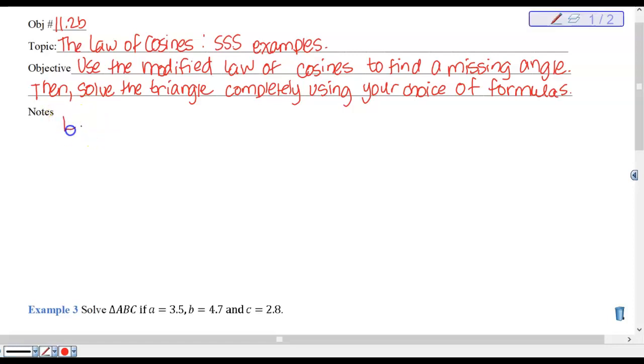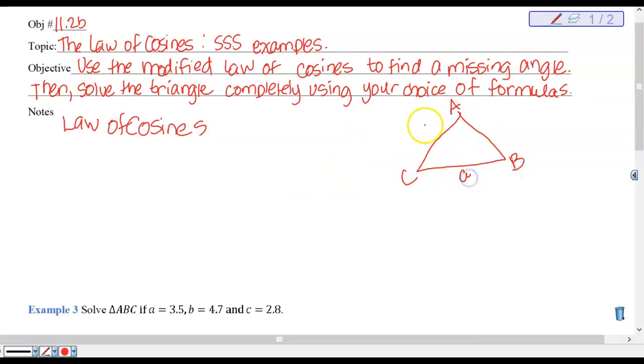Okay, so let's remember the law of cosines. Here it is. All right, so you're given a triangle like, say, ABC. That's a really beautiful triangle there. So here's triangle ABC, and this will be side A, side B, and side C. Okay, so yesterday we learned how to solve these if we were given side, angle, side. So let's say that I was given A, B, and angle C. That's definitely side, angle, side.